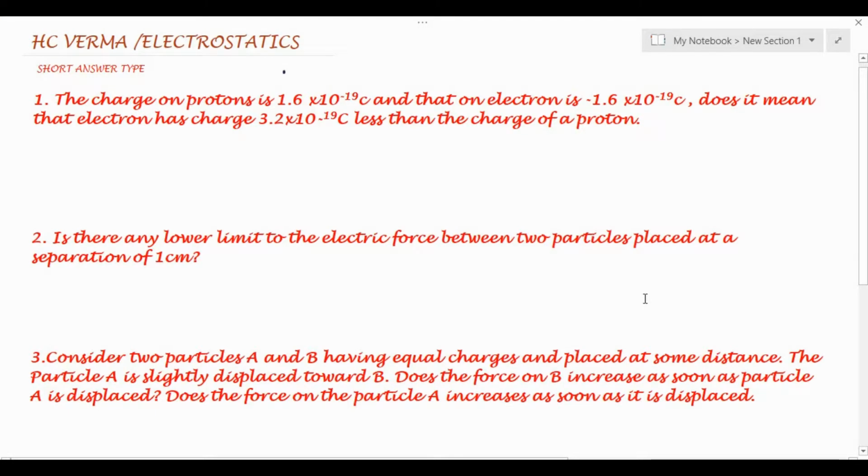Hi students, today I am going to discuss electrostatics, S. C. Verma. Short answer type questions.